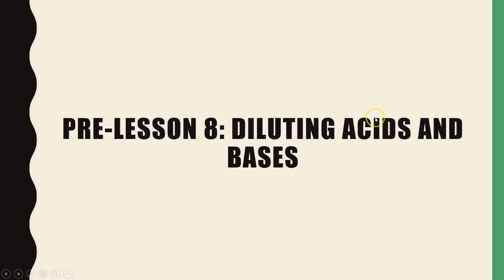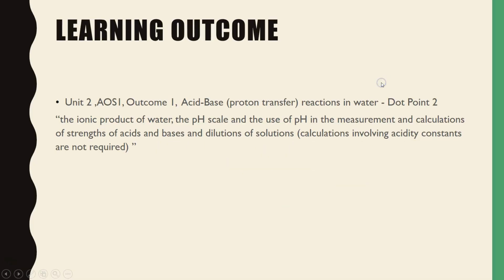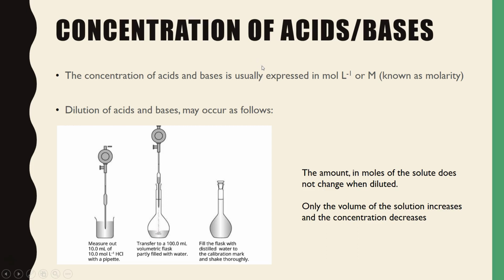Hi guys, welcome to the next lesson on dilution of acids and bases. In this lesson, we're going to be looking at diluting acids and bases in solutions and being able to calculate. As we've already talked about, the concentration of acids and bases is usually expressed in moles per litre, or capital M. And the dilution of these can occur as follows.